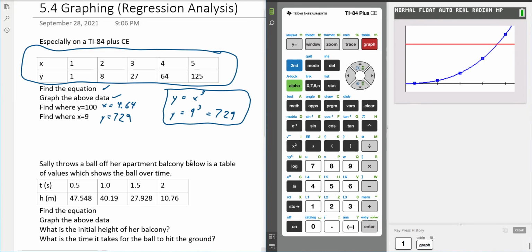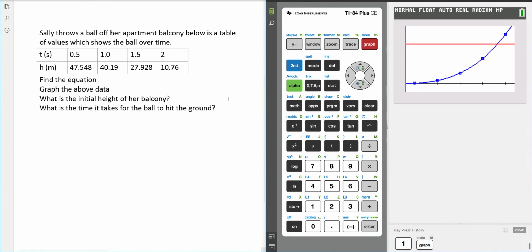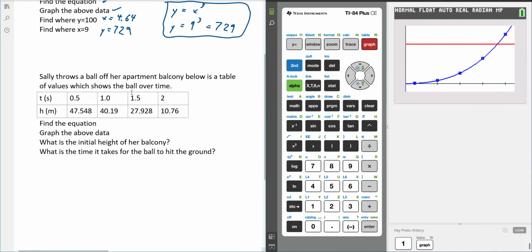Okay, looking at the second question, Sally throws a ball off of her apartment balcony. Below is a table of values which shows the ball over time. So here's some time and here's some heights. Find the equation, graph the above data. So the reason why there's decimal answers here, or decimal heights, is because I wanted it to be realistic. So if you graph this, if you find the equation, you'll actually find a realistic situation on planet Earth.